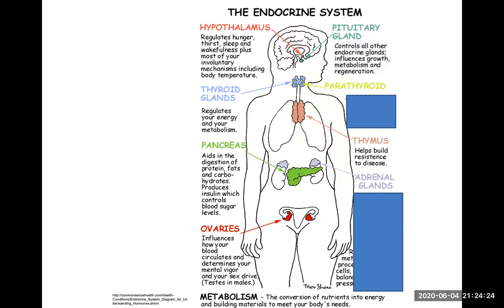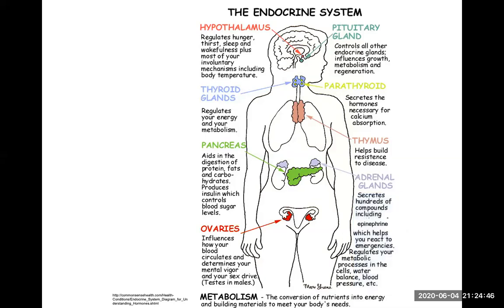The pituitary gland, back up at the top, controls all other endocrine glands, and influences growth, metabolism, regeneration. The parathyroid gland secretes hormones necessary for calcium absorption. You might remember that from the skeletal system. The thymus helps build resistance to disease. And then your adrenal glands are located right on top of the kidneys, and they will secrete hundreds of compounds, some of which are your stress hormones like epinephrine, adrenaline, which helps you react to emergencies. And they will regulate your metabolic processes in cells, water balance, and blood pressure, especially if you've lost any blood.